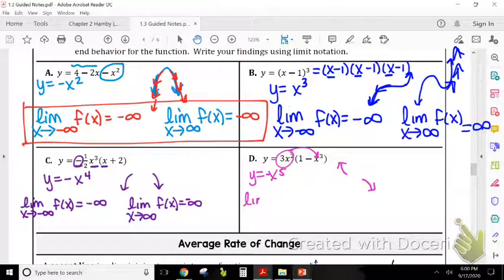So when we go to write this, we can say our limit as x is approaching negative infinity, as we go to the left, that our y value is going to go up, so it's going to positive infinity. And the limit as x approaches positive infinity on the right, we know it's going down to the right, so it's going to go towards negative infinity.